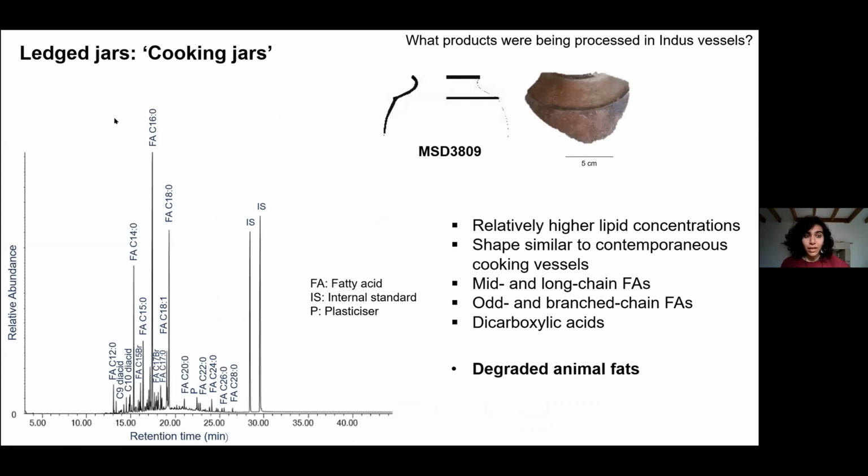All the vessels I investigated had evidence of animal fats. So for example, ledge jars, which are often called cooking jars in the literature, had very characteristic fatty acid profiles of animal fats, which include medium chain and long chain fatty acids. These odd and branched chain fatty acids that you see here are supposed to be indicative of ruminant fats. And interestingly, they had relatively high lipid concentrations compared to other vessels.